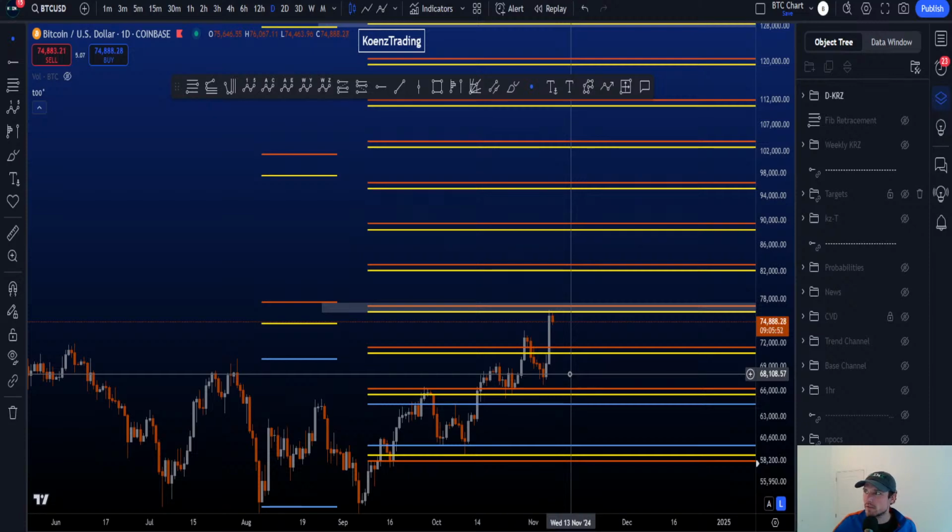How do you hide your Elliott wave lines and only show the wave numbers on TradingView?